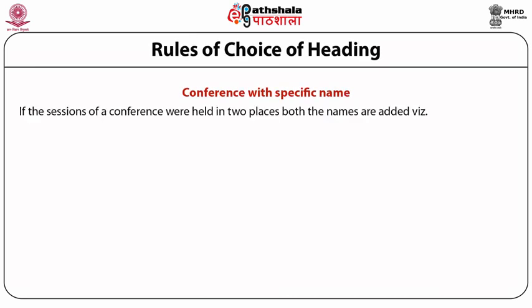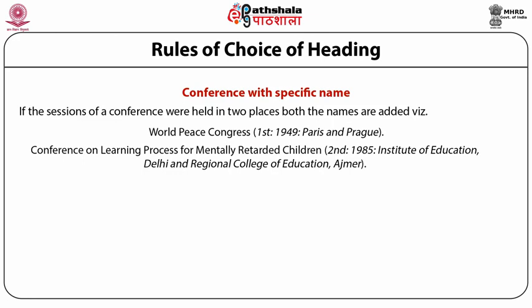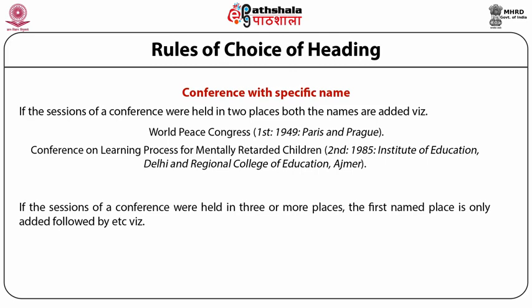If the sessions of a conference were held at two places, both the names are to be added. For example, World Peace Conference (1st, 1949, Paris and Prague). Conference on Learning Process for Mentally Retarded Children (2nd, 1985, Institute of Education, Delhi and Regional College of Education, Ajmer). If the sessions of a conference were held in three or more places, only the first named place is added, followed by etc. For example, World History Conference (2nd, 1949, Delhi, etc.).